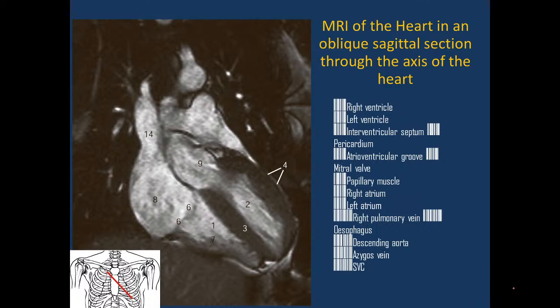MRI of the heart in the oblique sagittal section. That is a special projection. It is shown in this scheme, like here, and we see all chambers of the heart. That is the right and left atrium. Between them is the interatrial septum. Then we see the right ventricle here, and the left ventricle. You see that the wall of the left ventricle is larger than in the right ventricle.